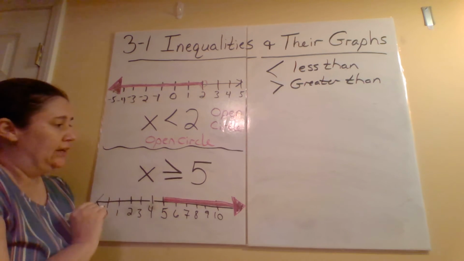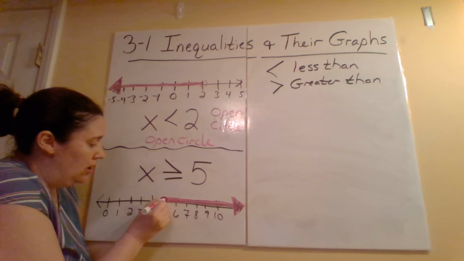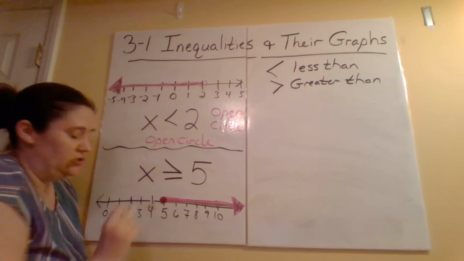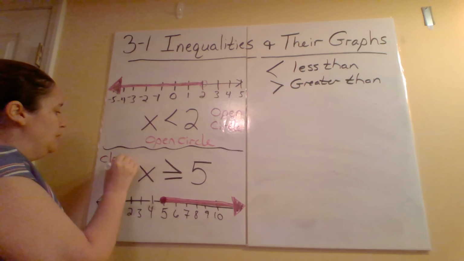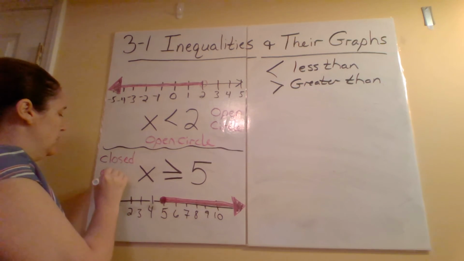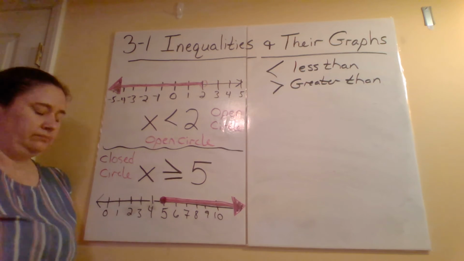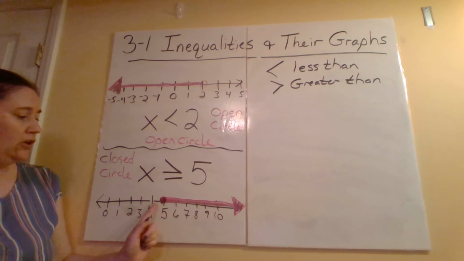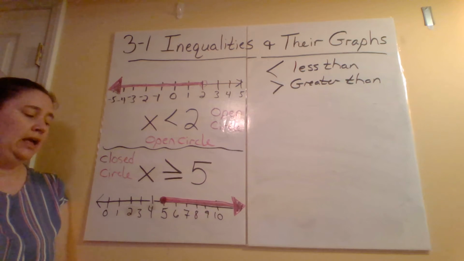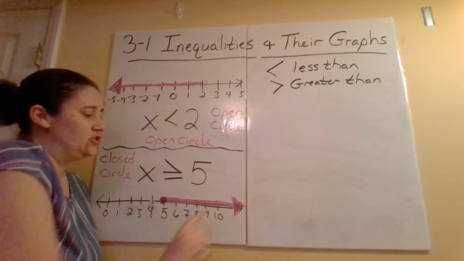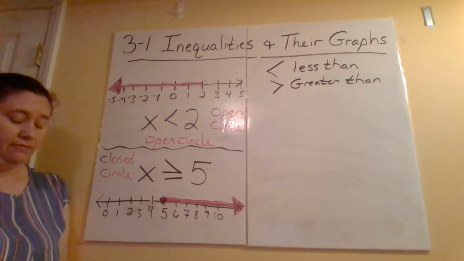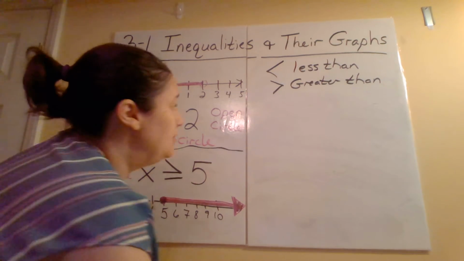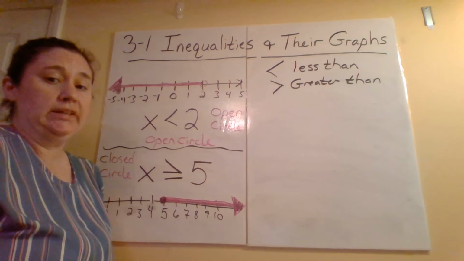So instead of drawing an open circle, I'm going to draw a closed circle. So for this problem, I'm going to draw a closed circle. Put a closed circle on 5, and then put a nice thick line that shows all the numbers that are bigger than 5.